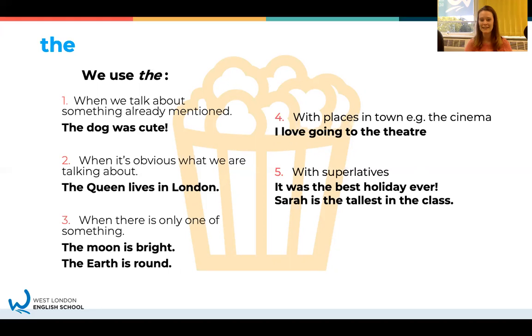Number 4, with places in town. So the cinema and the theatre, the library, they are all with the. And then 5 with superlatives. So you might say that the tallest building in London is the Shard, or the most expensive ring is a diamond ring. So the biggest, the tallest, the best, the most amazing, the most expensive. Okay.